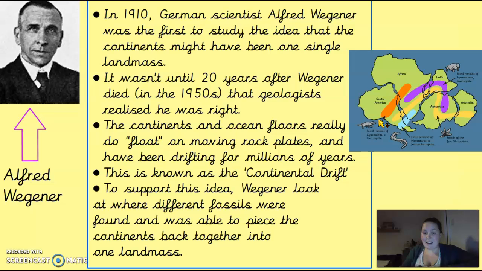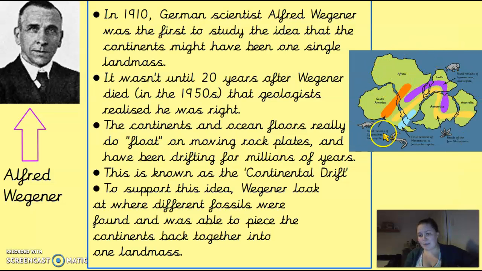To support his idea, Wegener had looked at different fossils and where they were found, and then he was able to piece back together where they must have been. So for example, he found a fossil here of this land reptile which had been found here in South America, but also here in Africa, which suggested to him that at the time, these two places must have been joined together, because there was no chance that a land reptile could live here and then also get over there if it was all the way across the ocean.